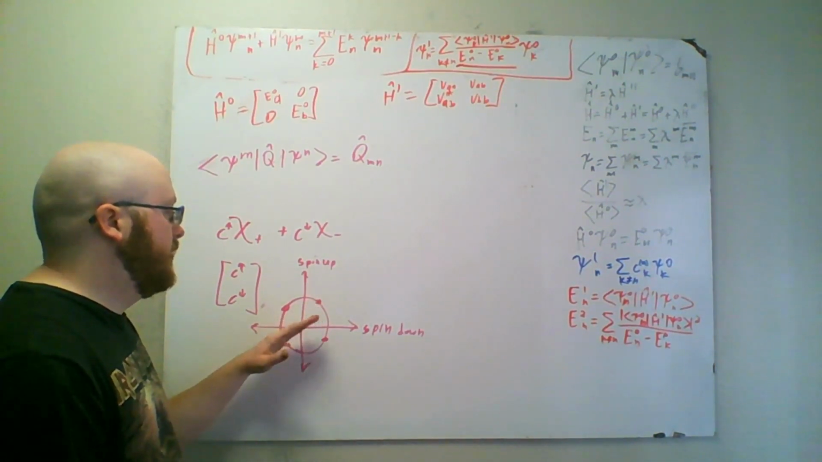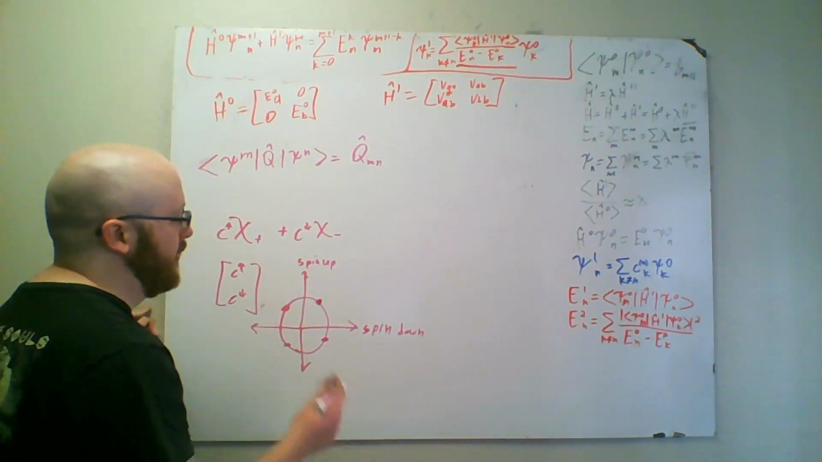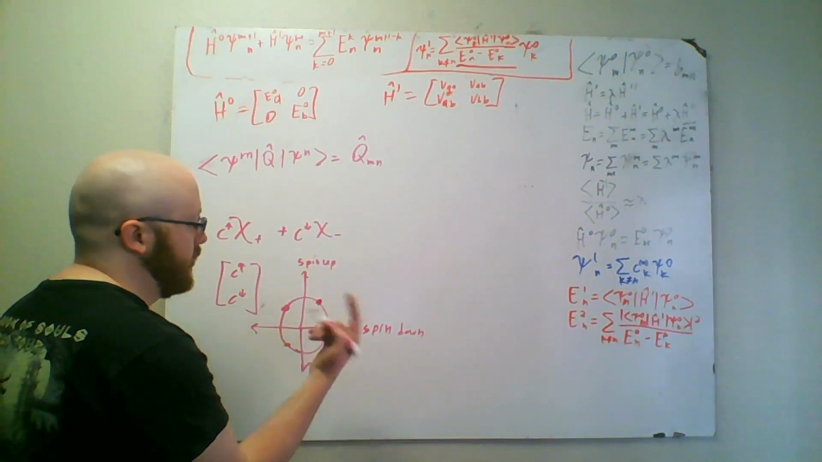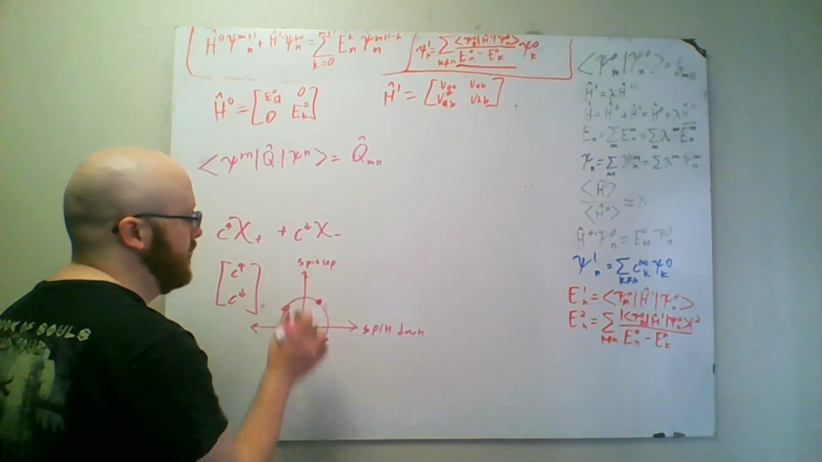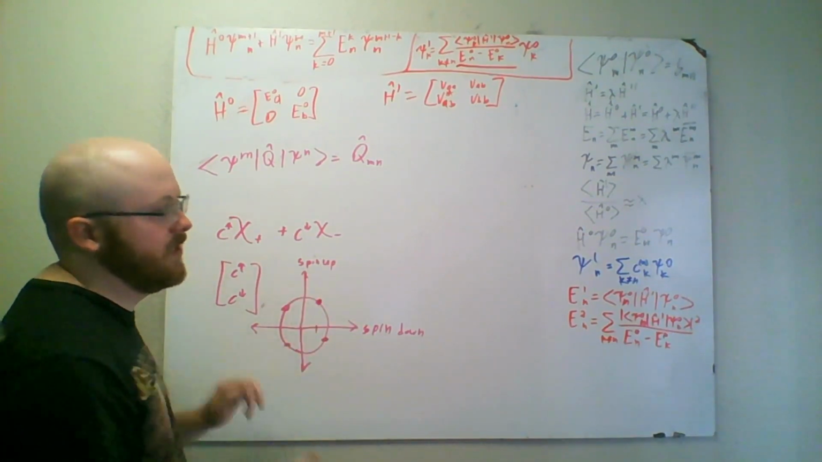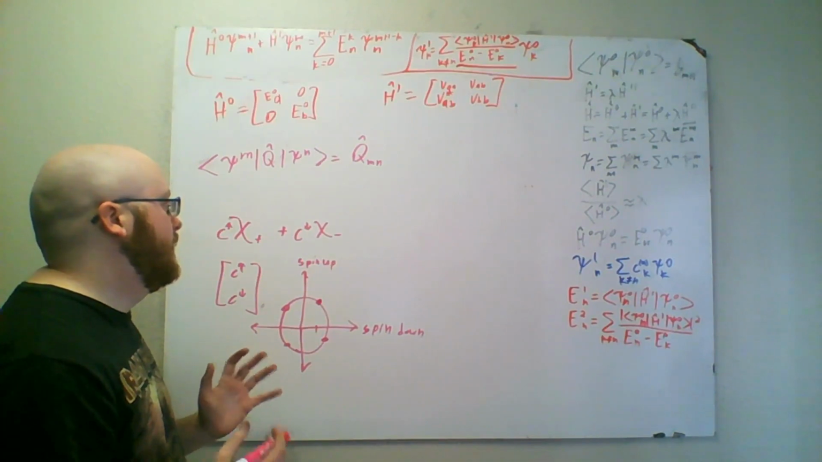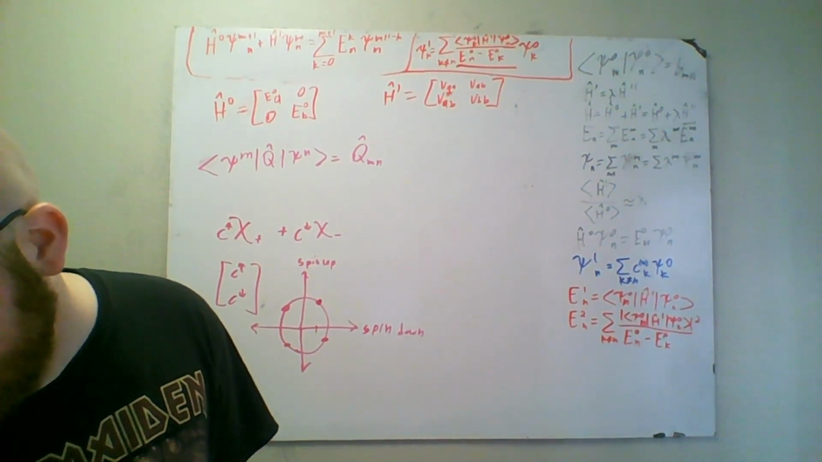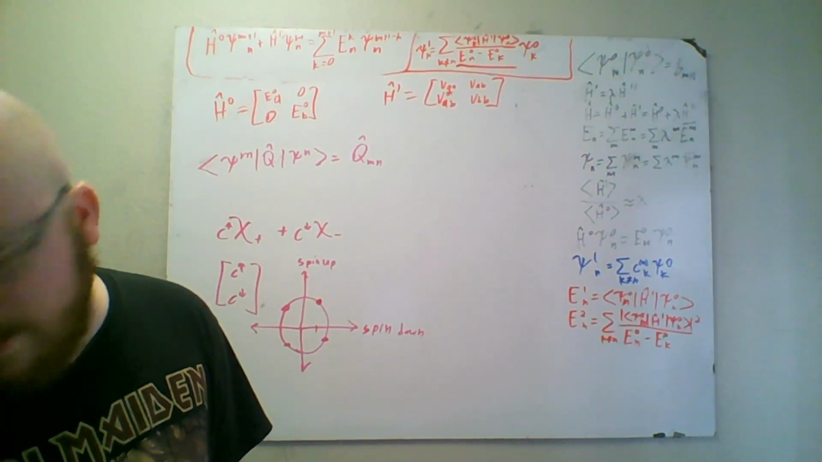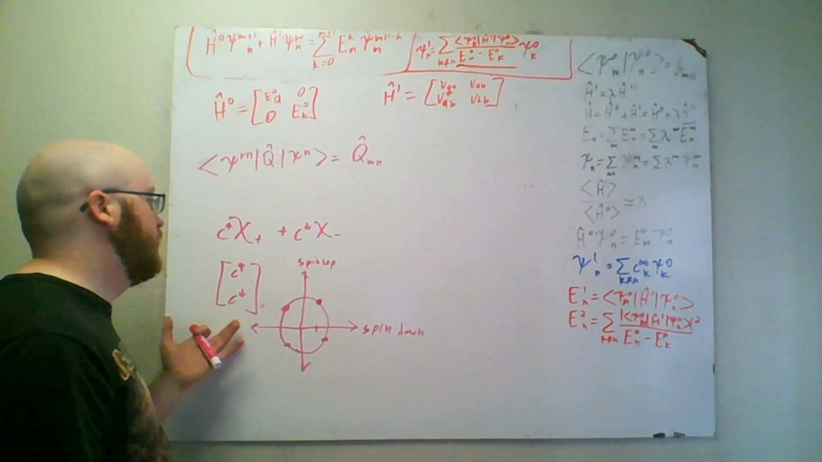So if you're in this state, you take its x position, you square it, you get the probability it's going to be spin down. You take its y position, you square it, you get the probability it's going to be spin up. And you add them together, you get 1. That was something a little tacked on the end there. But the general idea of how the matrices work is pretty important to know.